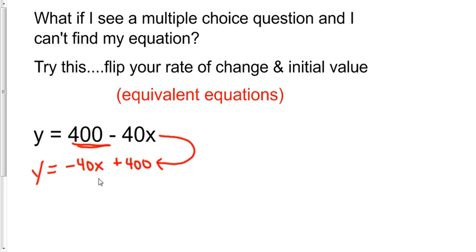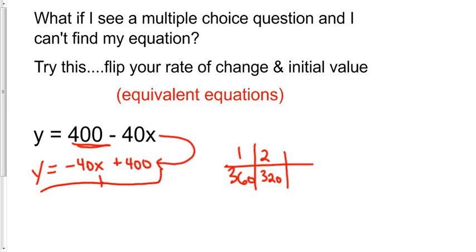It would still get us the same values. It works if I plugged in 1 for x. 1 times negative 40 is negative 40. Negative 40 plus 400 is 360. And after 1 week, hey, that's the same thing that we had on our table. After 2 weeks, that'd be negative 80 added to 400, so that'd give us 320. It's an equivalent equation because it gets us the same answers.